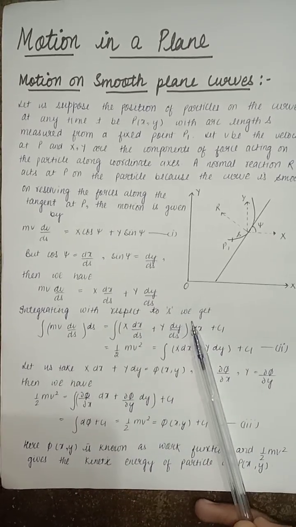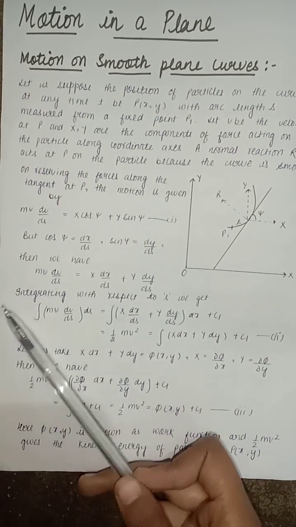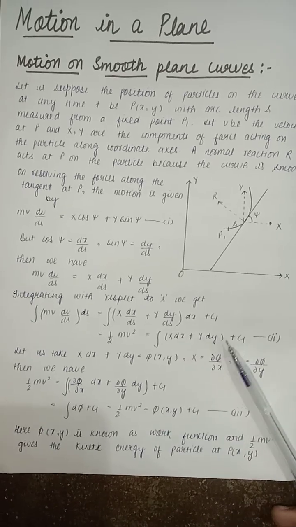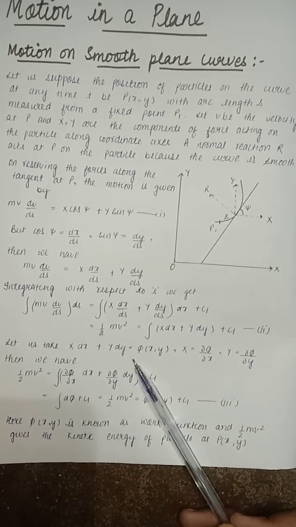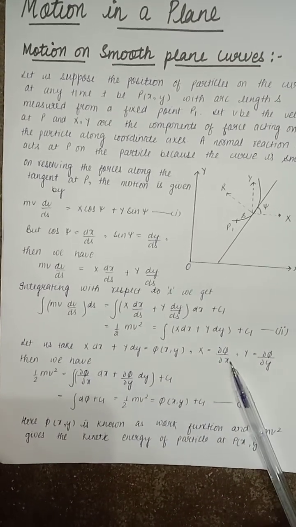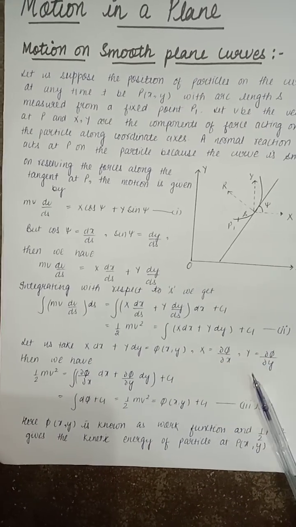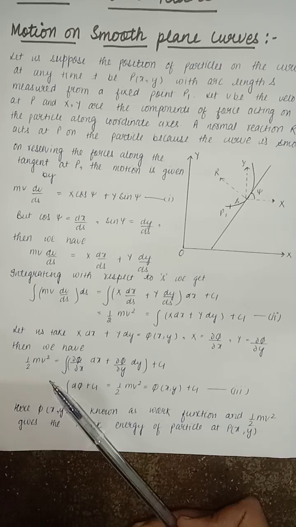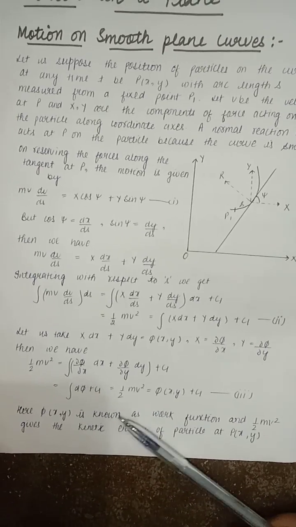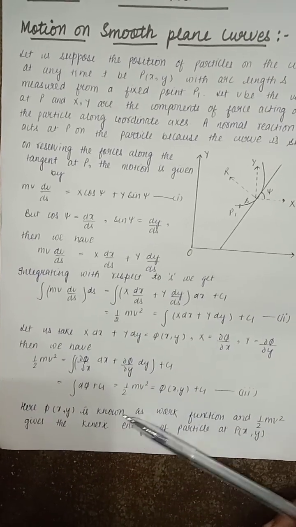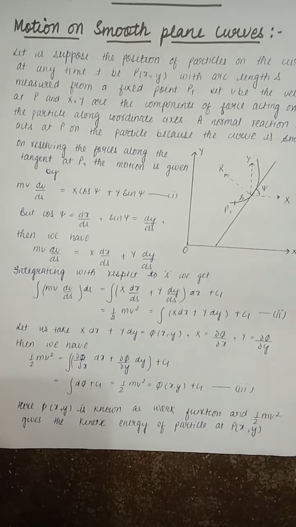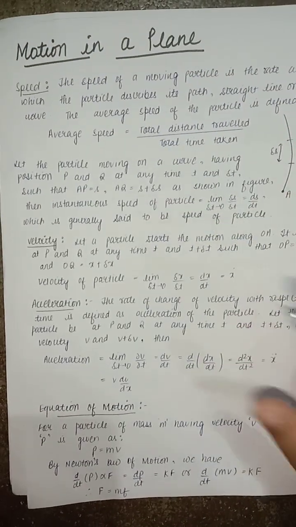Integrating with respect to s, we get the integral of X dx plus Y dy plus c1. Let us take X dx plus Y dy is equal to d phi (x, y), and we let X is equal to del phi by del x and Y is equal to del phi by del y. Then we have half m v square, and integrating this in equation second, here phi (x, y) is known as the work function and half m v square gives the kinetic energy of the particle at the point whose coordinates are x, y. Next, we explain the motion in the plane.